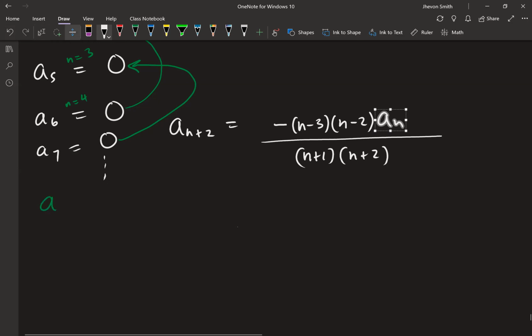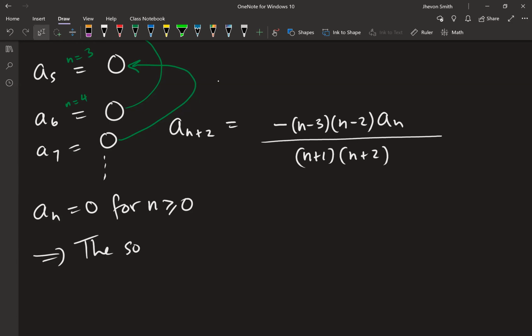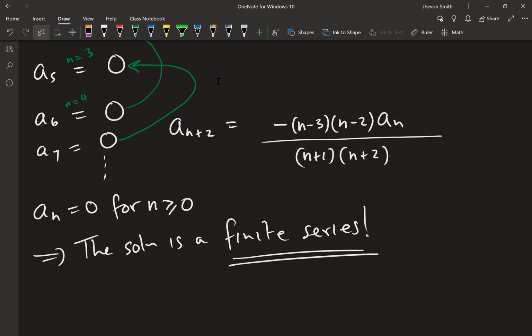a_n equals 0 for my n greater than or equal to 4. Which means the solution is a finite series. Oh, interesting. So it turns out you don't need an infinite series to actually solve this ODE.